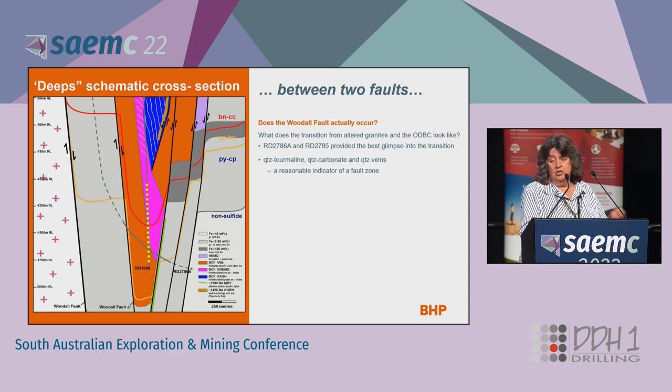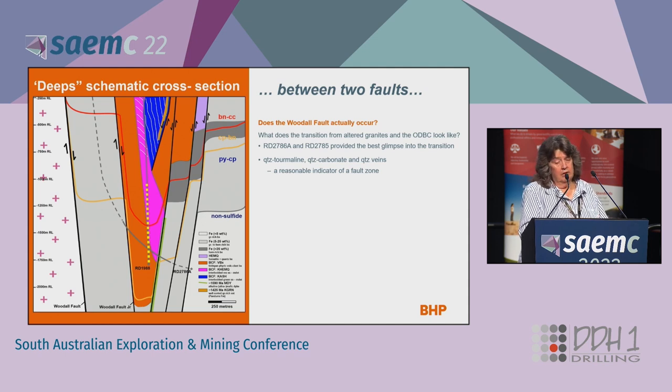And what does the transition from the altered granites, altered and very weakly brecciated areas that are depicted by just those pink crosses on there, actually look like? RD2786A and 2785, those directional holes, actually gave us the best glimpse of that transition. So even during ODX time, we were doing some subvertical drilling, angled faults, but directional drilling really helps you come in at a lot better angle when you want to understand systematic alteration.